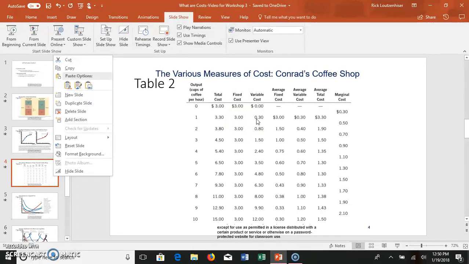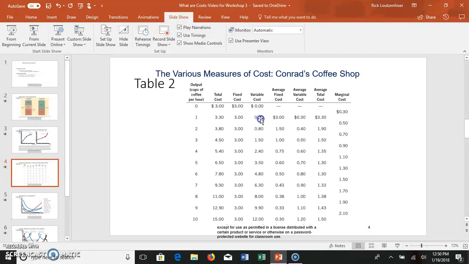Variable cost is the materials that go into making the coffee and the wages of the people that you hire to make the coffee. The average then would be to take each of these total costs and divide them by the quantity produced to get the average, okay? So there's the average fixed, there's the average variable, the average total cost is $3.30.